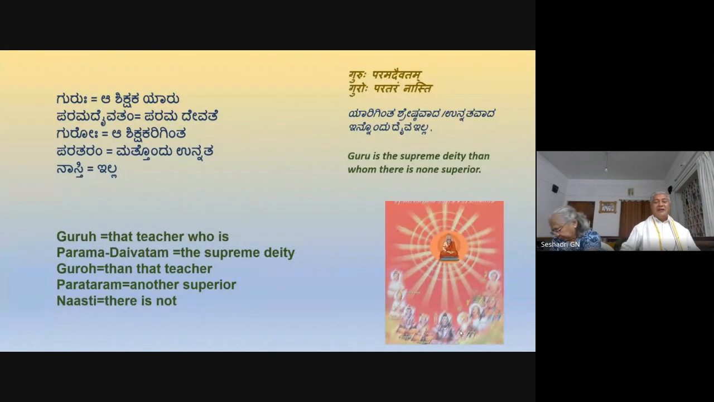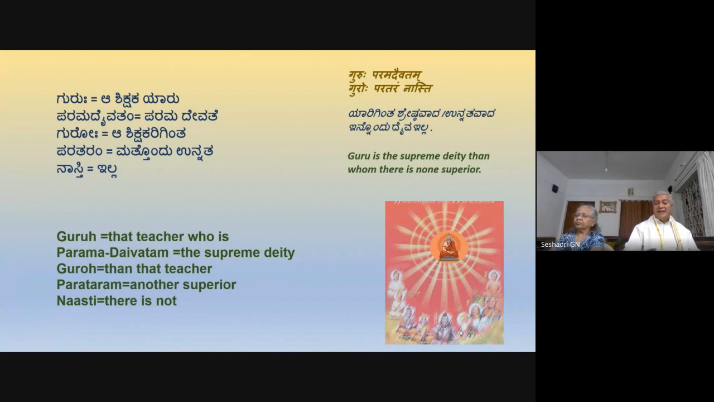And that is the highest, Paramadaivatam, whom here we are calling Guru. Guru is what? Supreme Brahman. Don't differentiate between the Guru and Parabrahman. Paramadaivatam hai. And Guroho Parataram na asti, because my Guru is the Supreme Brahman. Then for Guru, the Supreme Brahman, Parataram na asti. Nasti, there is nothing greater than that.